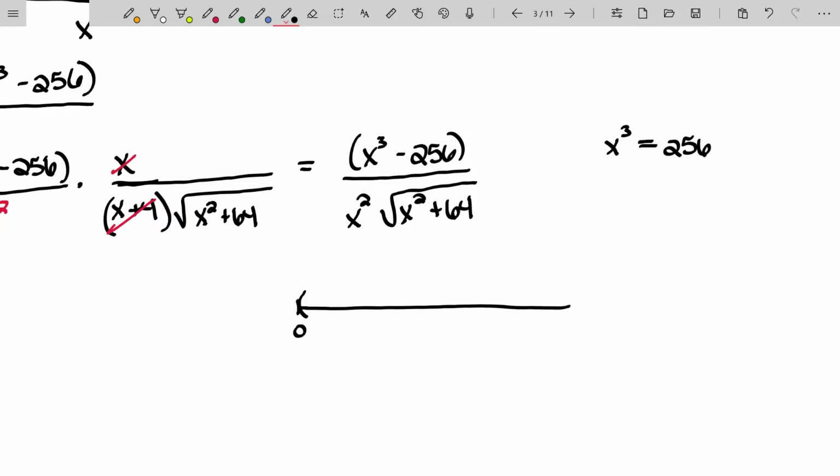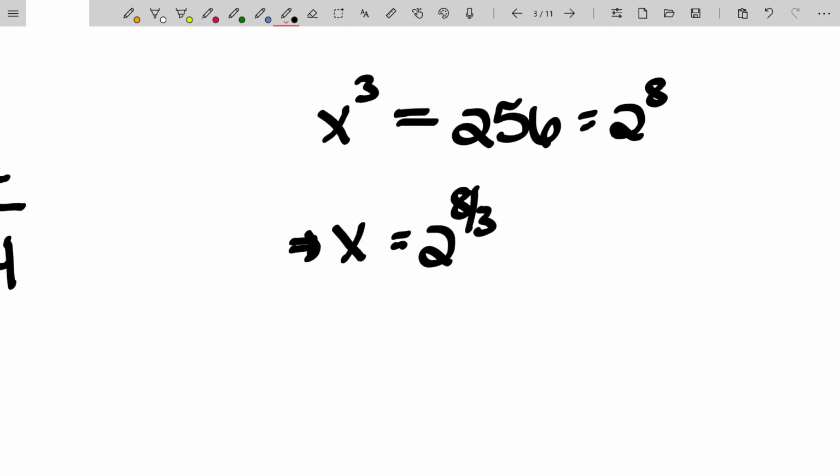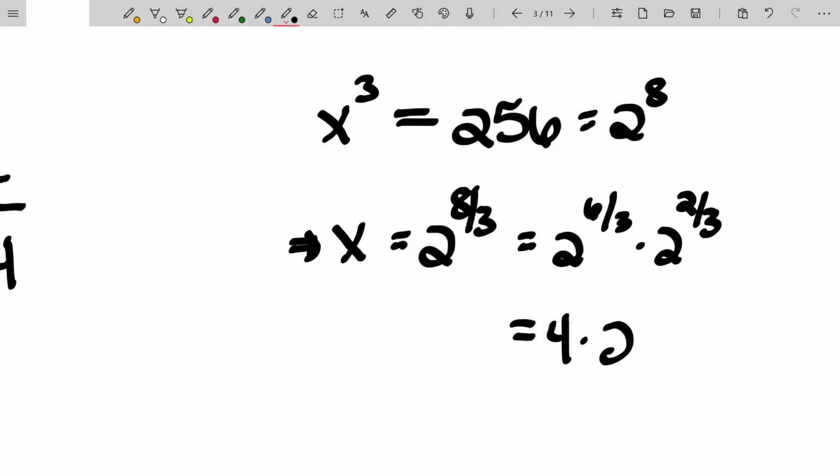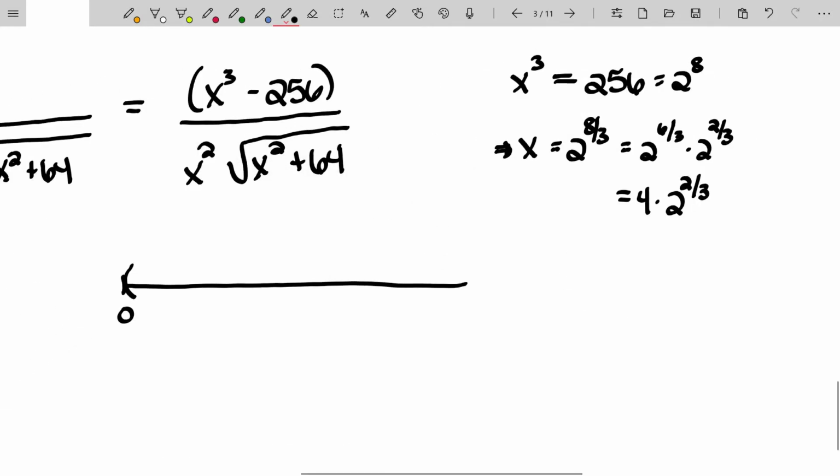Now, well, 256 is 2 to the 8th. So let's go ahead and simplify that down. That will imply that x is equal to 2 to the 8/3, right? You took the cube root of both sides. And this will be 2 to the 6/3 times 2 to the 2/3, or in other words, 2 squared, which is 4, times 2 to the 2/3. That's what the optimal value of x is, I guess you could say. So I'm just going to put this as 4 times 2 to the 2/3.